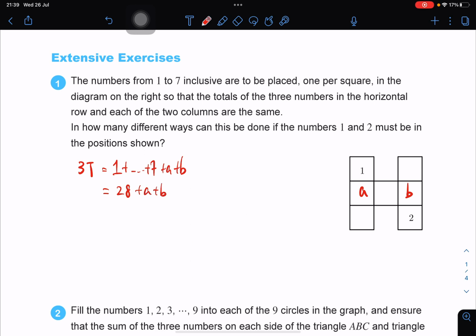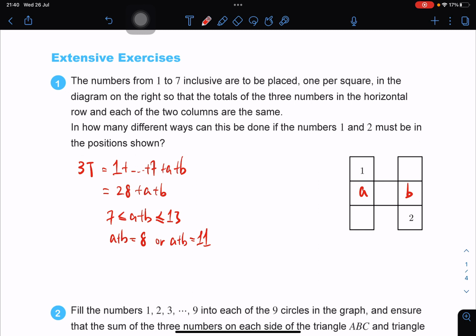Adding A, adding B. So we can see that the minimum value of A adding B has to be greater than or equal to 3 and 4, that adds up to 7. And the greatest possibility of the two numbers is 6 adding 7, which is 13. So within the range of 7 and 13, if I need 28 adding A adding B to be a multiple of 3, A adding B can be 8, or A adding B can be 11, right?